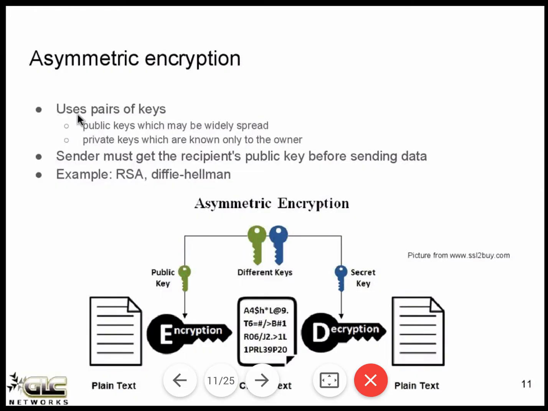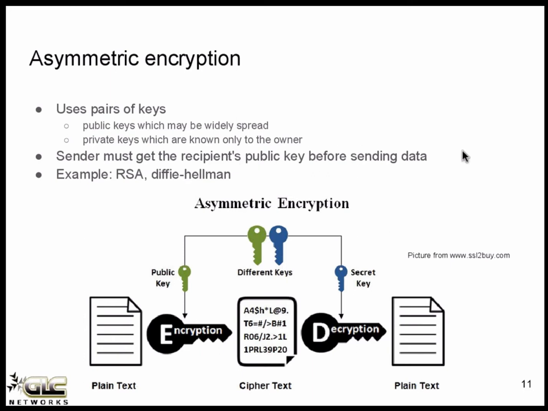What about asymmetric encryption? We use a pair of keys. First is the public key, which may be widely spread through the world. You give the public key to everybody. Then the private key: as the name suggests, it's only for you, and only the owner has the key. If you want to send to somebody using asymmetric encryption, you must get their public key first before sending the data.